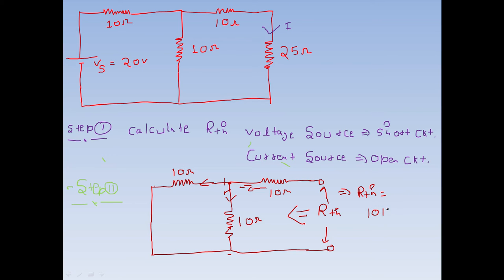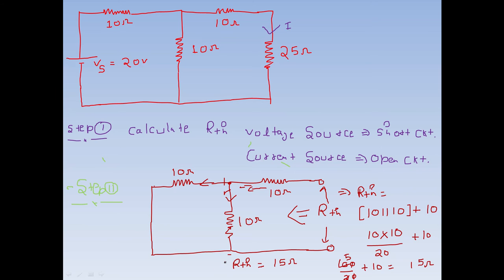So the 10 ohm and 10 ohm are in parallel, plus these are in series with this 10 ohm resistance. Now 10 multiplied by 10 over 10 plus 10, that is 100 by 20, plus 10, which is equal to 5 plus 10, that is 15. So RTH, the Thevenin equivalent resistance for this circuit, is 15 ohm.